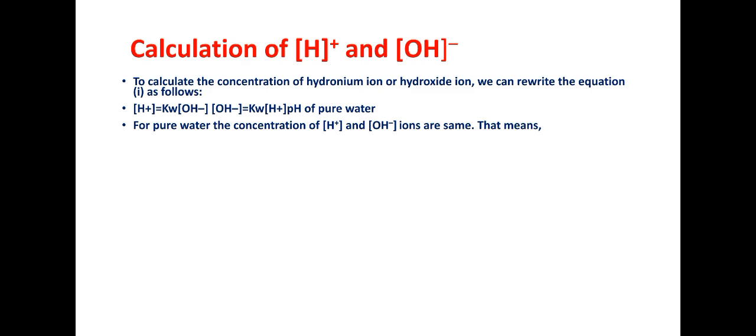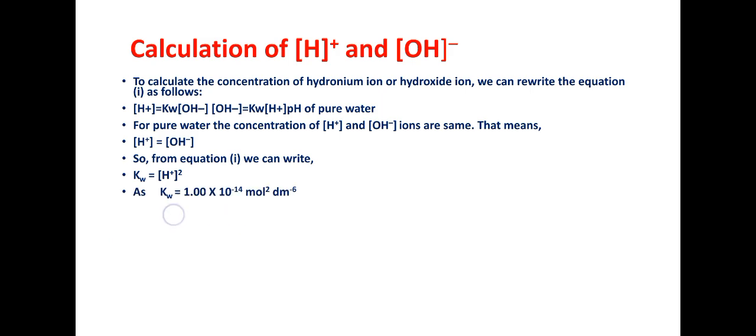For pure water, the concentrations of hydrogen ion and OH ion are the same, so we can write the concentration of hydrogen ion equal to the concentration of OH negative. So from equation number 1, we can write Kw is equal to the hydrogen ion concentration squared, which is equal to 1 into 10 raised to minus 14.